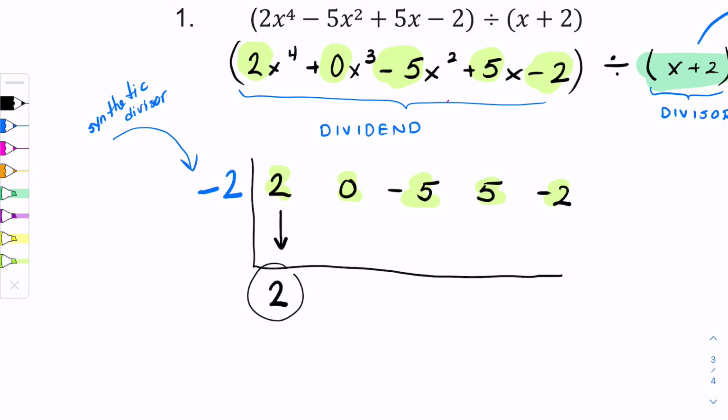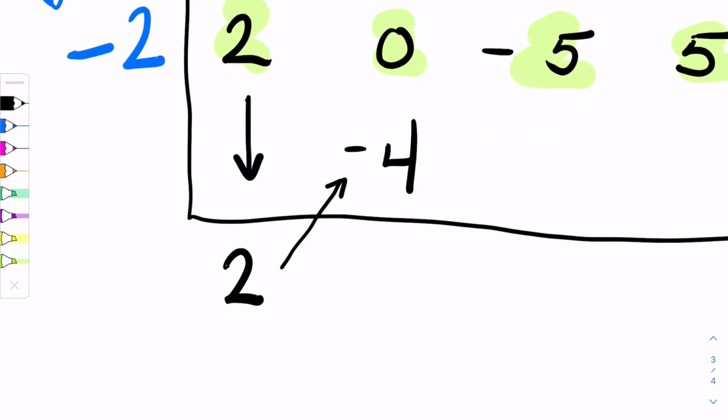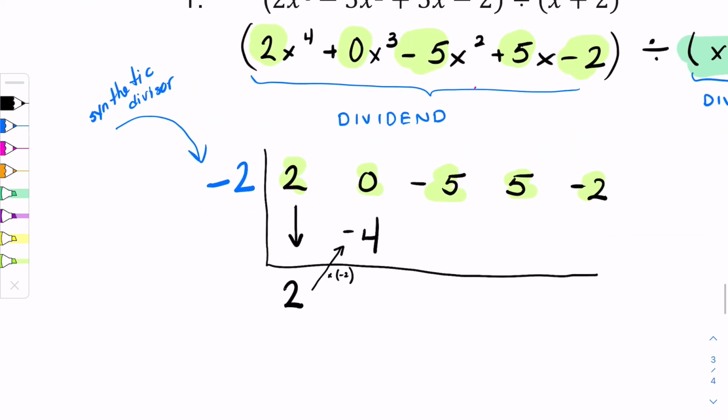Now you take 2 and you multiply it by the synthetic divisor of -2. 2 times -2 is -4. You write it on the second row. So this is multiplying. Then you add what's inside. 0 plus -4 is -4.